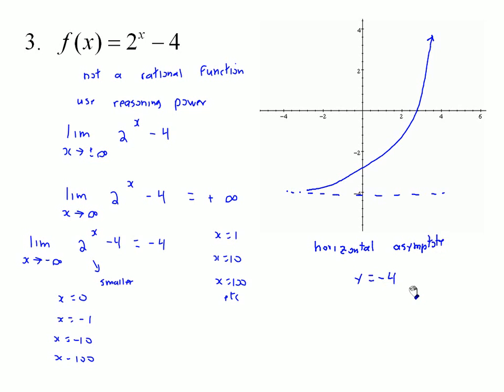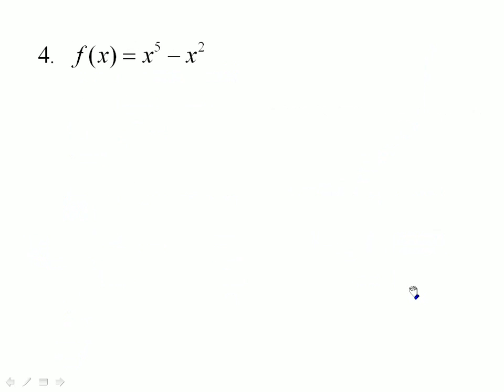So in fact, the rational ones are probably the easiest because you don't have to think at all. You just either look at them or else divide by the highest power of x. The non-rational ones, exponential or polynomial even, require a little bit more work. And then like number 4, kind of the same thing. It's just a polynomial function, and you have to remember what happens with polynomial functions.